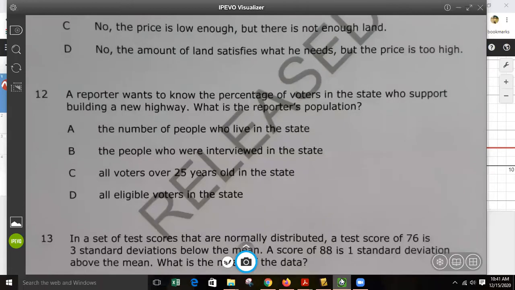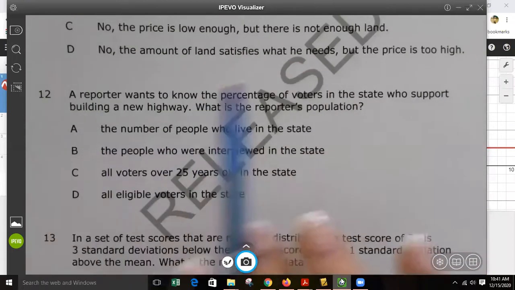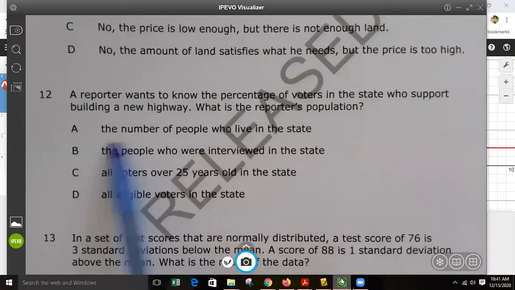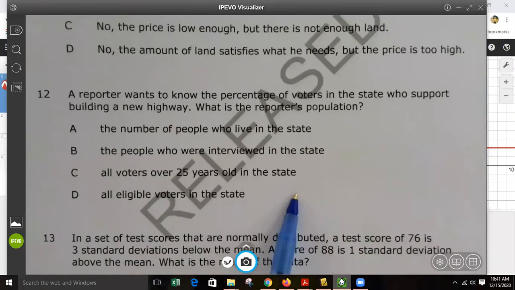So the population is who do they want to survey? So again, a reporter wants to know the percentage of voters in the state who support building a new highway. Do we do the number of people who live in the state? The people who are interviewed in the state? All voters over 25 years old in the state, or all eligible voters in the state? Which one would be his population?